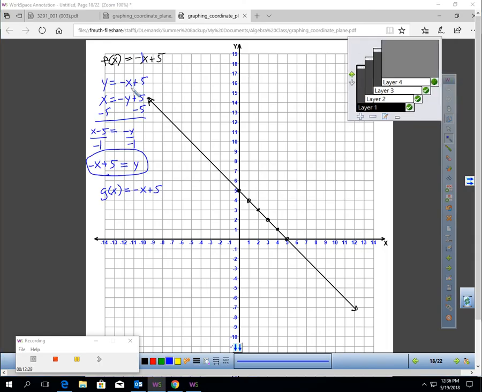So y equals negative x plus 5. Replace f of x with y. Switch the y and x around. So x equals negative y plus 5. Take away the 5 and divide by negative 1. I get y equals negative x plus 5, so g of x equals negative x plus 5. It's the exact same function. So I'm going to draw the same line.